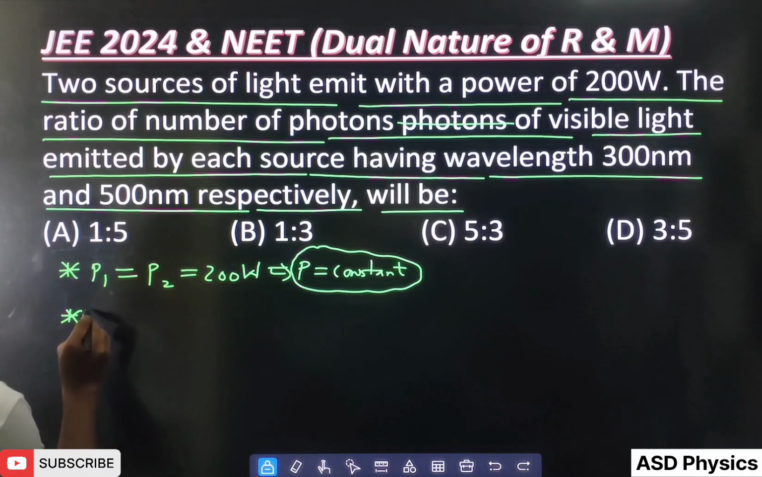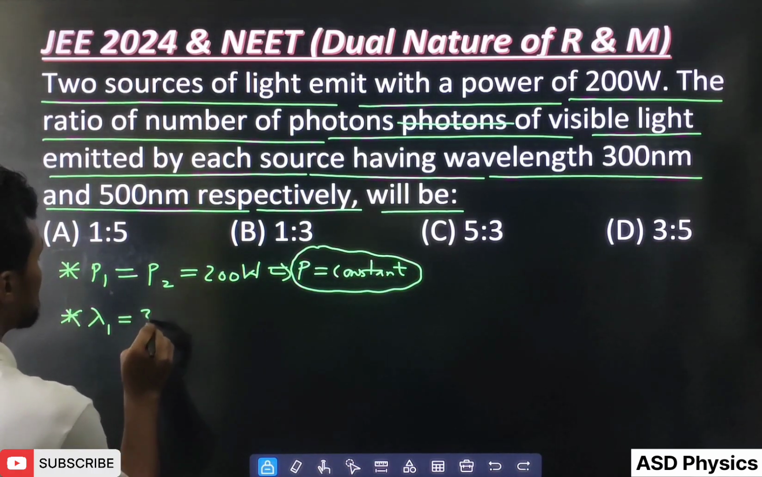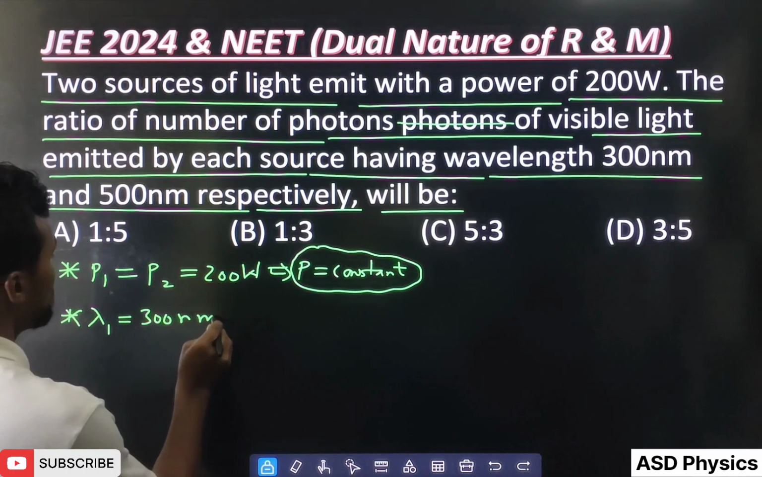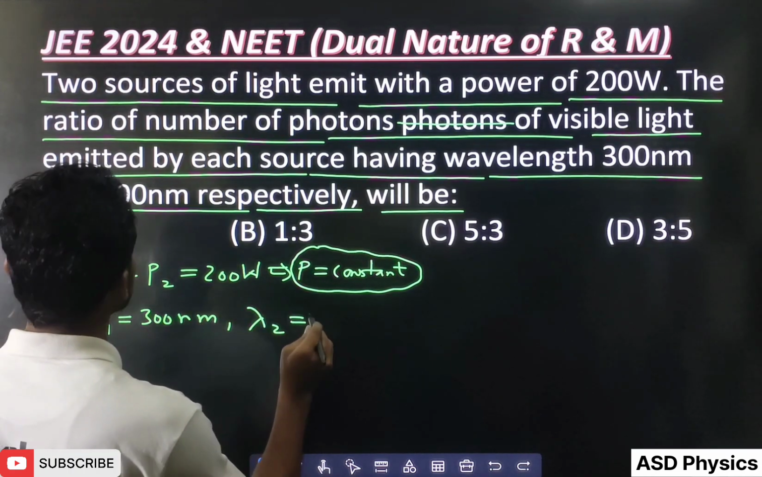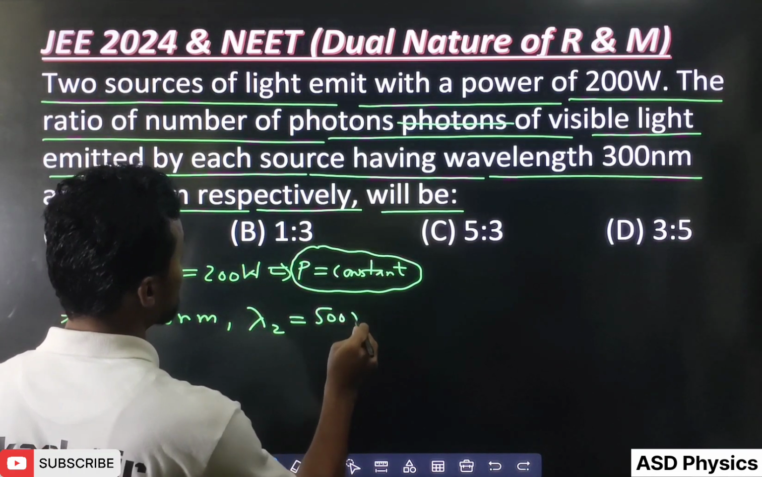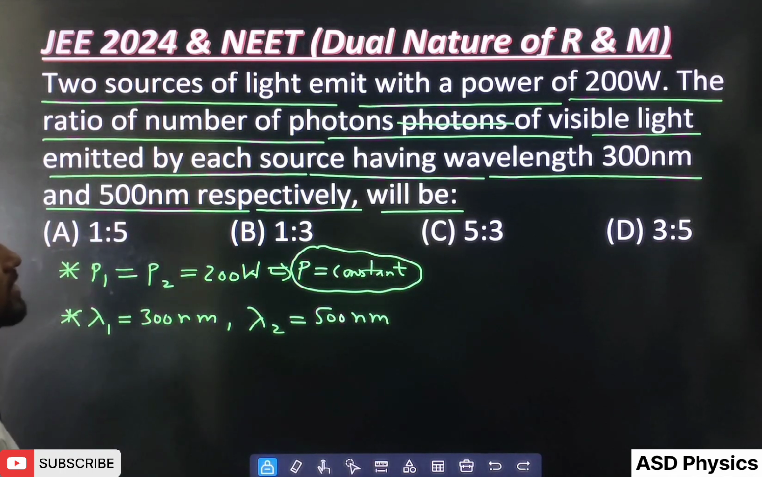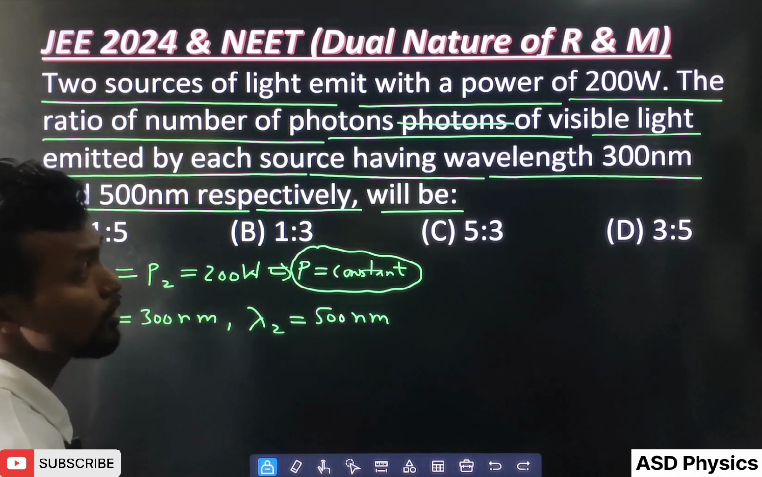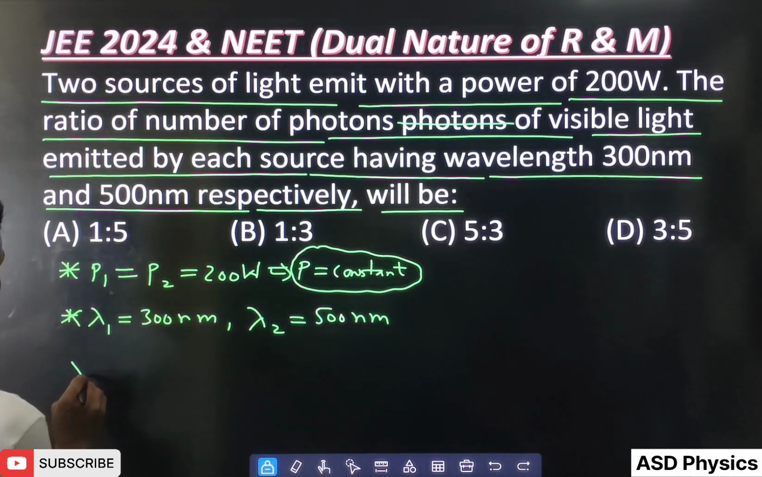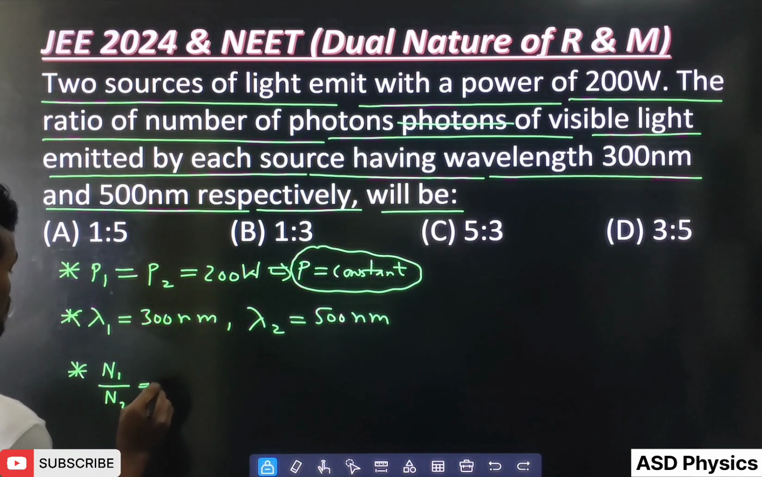Next, the wavelength lambda 1 is given here as 300 nanometer, and the second source wavelength is given as 500 nanometer. And what are they asking here? They are asking the ratio of the number of photons. Let's take the number of photons as capital N, so we have to calculate N1 by N2.